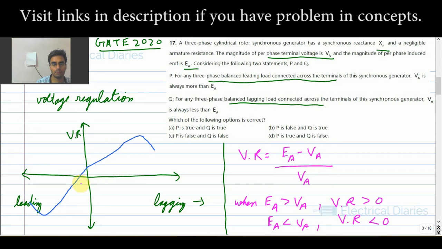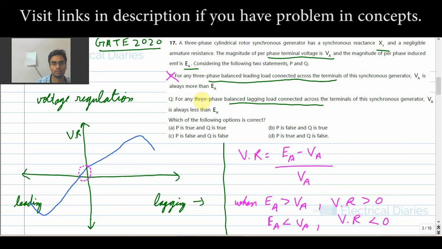Now, but he is asking that for leading load. Okay, see, for leading load in this region, the voltage regulation is positive. Okay, so that means that EA is greater than VA. So that is why this statement is wrong. Okay, so I hope you get this.